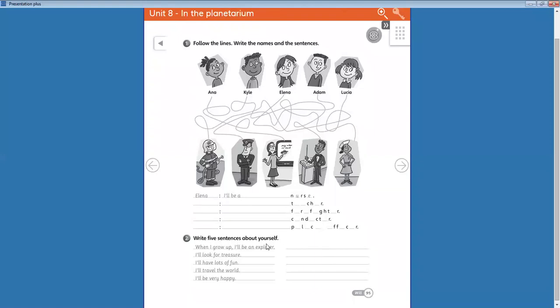Okay, and for the second exercise, here you have to talk about yourself. Write sentences about yourself. Okay, when you grow up, I'll be an explorer, like Lucy and Ben. So here, I look for treasure. I have lots of fun. I travel the world. I'll be very happy. This is just an example. Okay, explorer, and write 4 things about you. The same thing here, write 5 sentences about yourself.